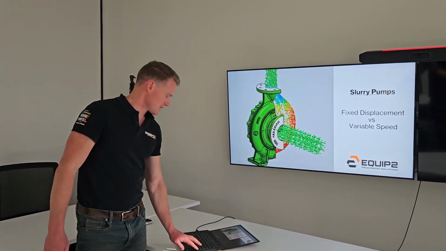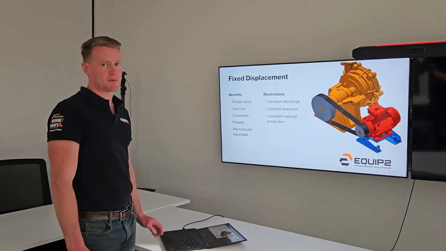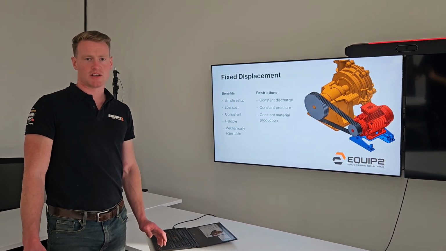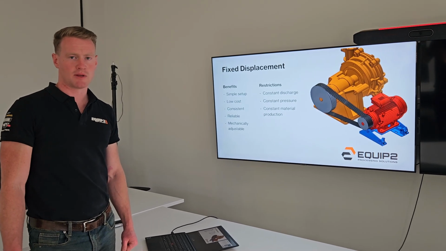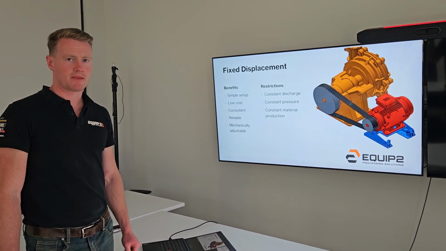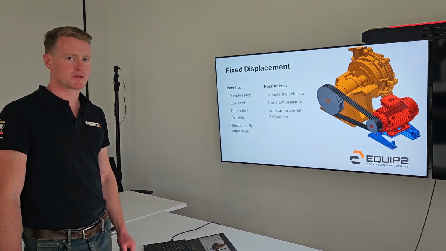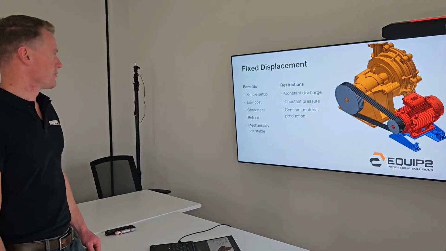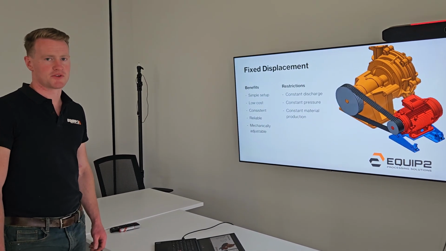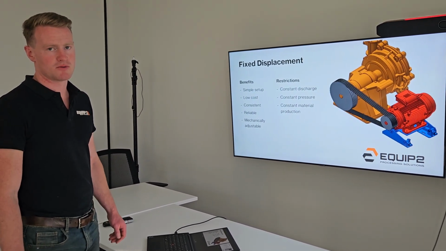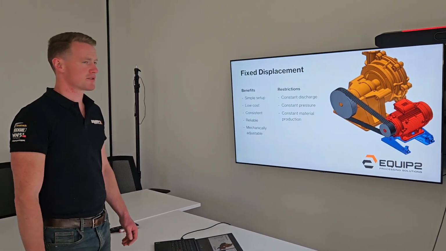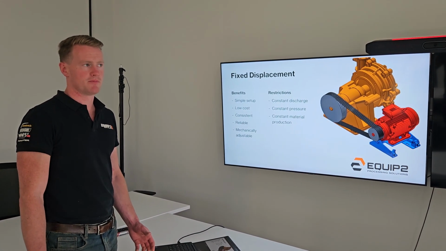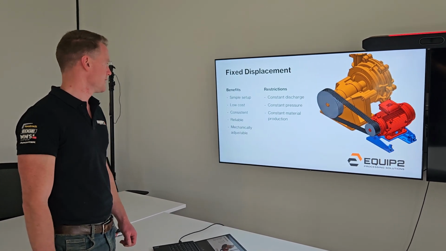So to start off with, fixed displacement, you've generally got an electric motor with a belt drive or a fixed coupling drive to a centrifugal pump. It's the most common mechanical setup. So the benefits are very simple. You've just got one motor, you've got a mechanical connection between the motor and the pump. Low cost, so you've only really got the minimum amount of equipment required.